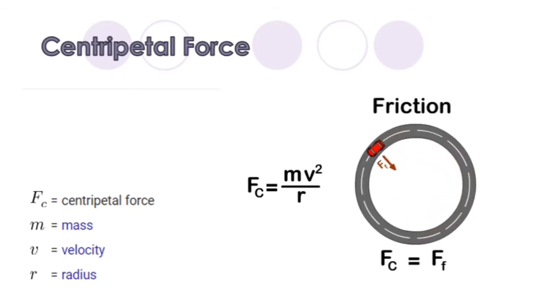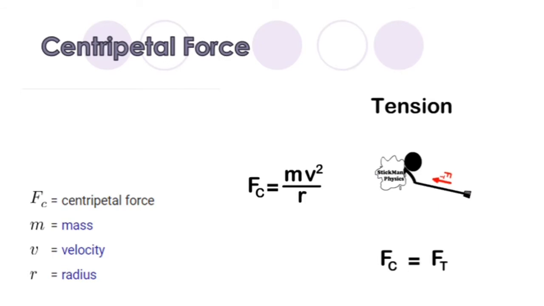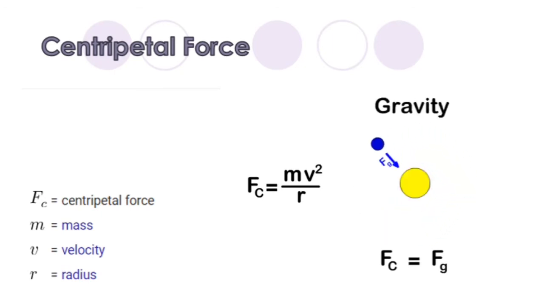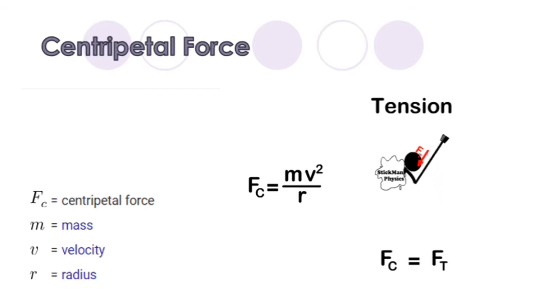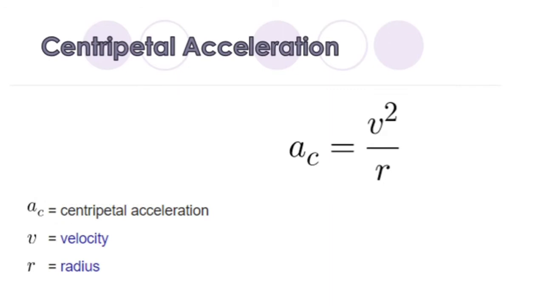So however that force is provided, the centripetal force will be equal to mass times velocity squared over r, where Fc is centripetal force, m is mass, v is velocity, r is radius or distance from the center. So centripetal acceleration is pretty much the same thing without the m. You have to remember F is equal to ma. So if a centripetal is v squared over r, then centripetal force would just be mv squared over r. That's the only difference.